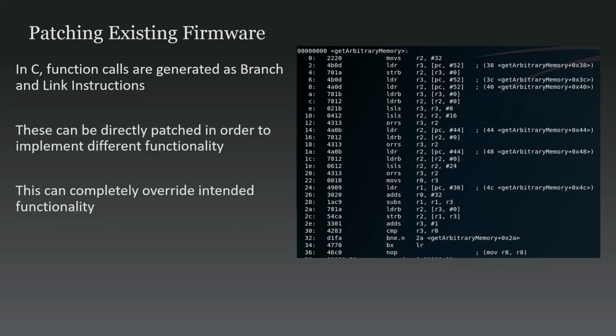So in C and ARM, function calls are all generated as branch and link instructions. So what happens is functions are called by jumping to a relative address compared to the current address where the program counter is, and then it usually pushes some registers and then pops them at the end to return back where it was. This can be used to patch out existing functions in the firmware, or even override them completely as needed in order to change functionality.